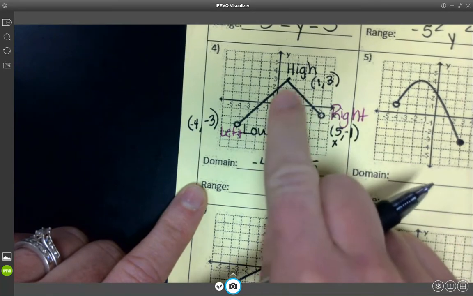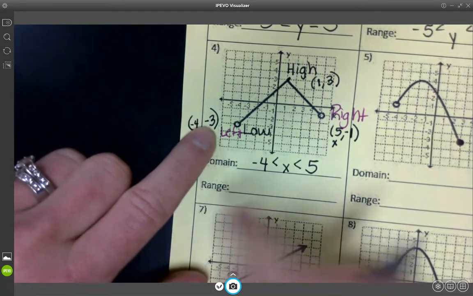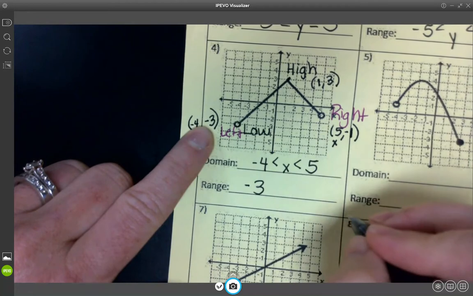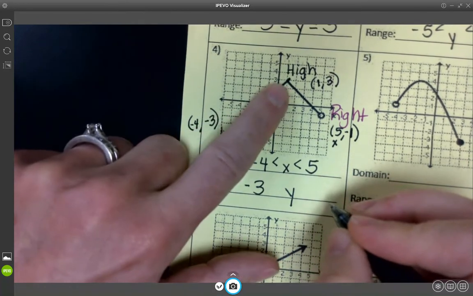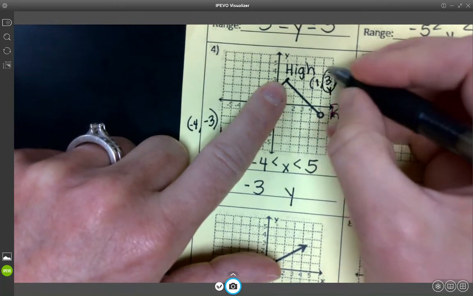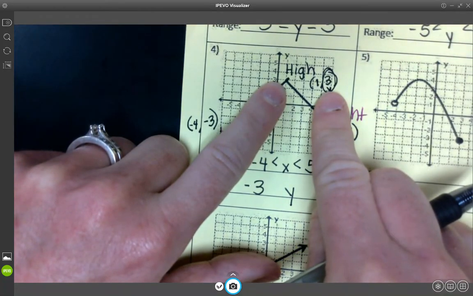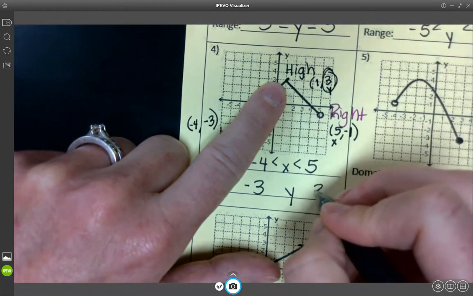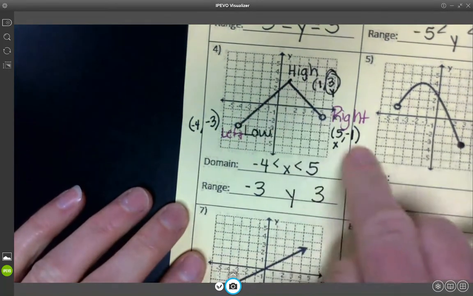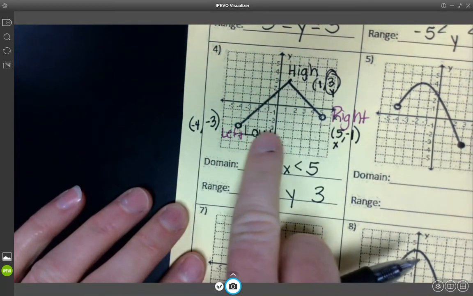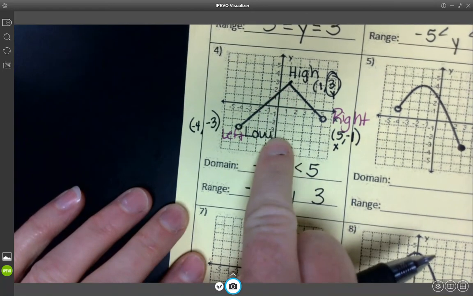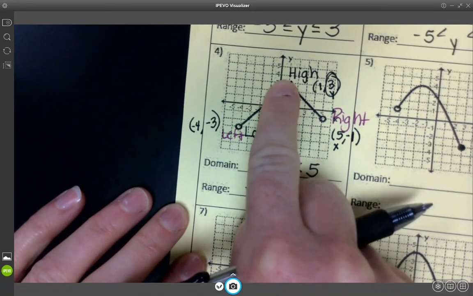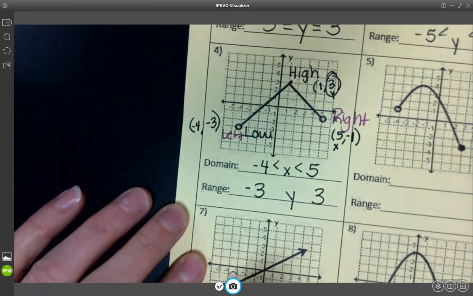So for our range, we look at low, and we're looking at our Y value, so it's -3. Y goes in the middle. Our highest point, our Y value, is +3. That's as high as it goes. And if you look at the graph, the lowest is here, which is -3. The highest is here, which is +3. Low to high, if you just look at our Y-axis.